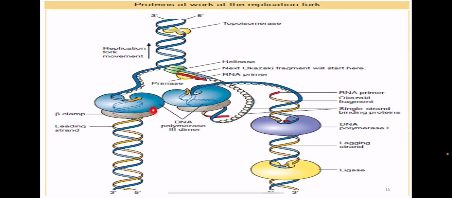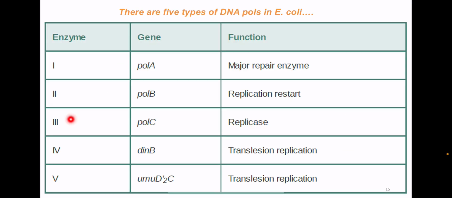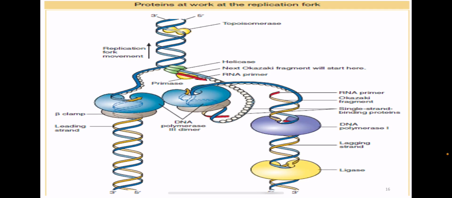So what happens is that DNA polymerase 3 is actually responsible for the synthesis. If you go back to this table, you can see that DNA polymerase 3 is the actual replicase. So it's the main polymerase enzyme responsible for replication, or DNA synthesis. DNA polymerase 3 is a dimer, one subunit on the first strand, the other subunit on the second strand.